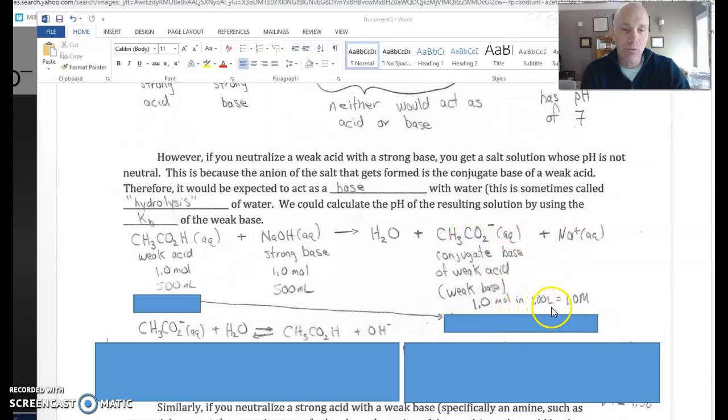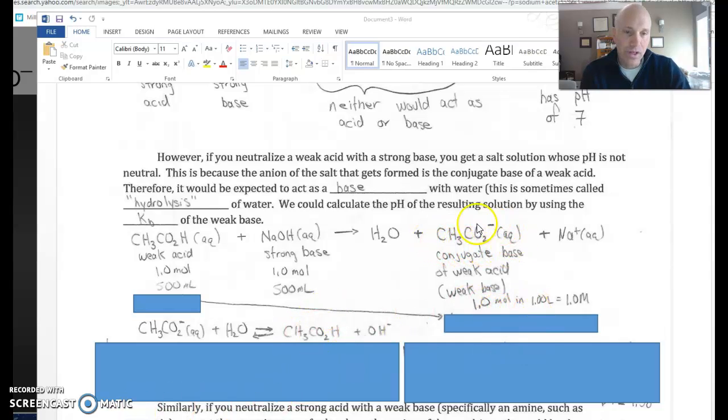And it would be dissolved in 1 liter of solution, because in the resulting solution you would add up the volumes of the solutions that got mixed together. That's where the 1 liter comes from. So we could figure out that the concentration of this in the neutralized solution would be 1 molar, which is not exactly true because of the following reason.